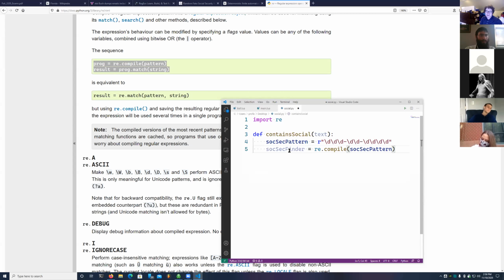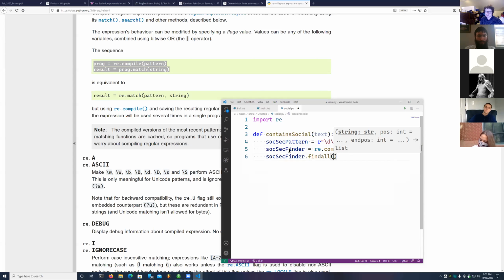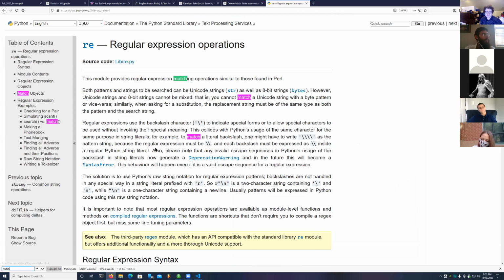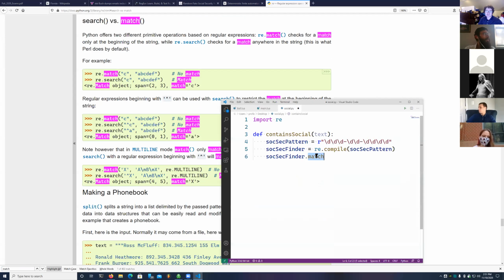So I can say, hey, dot findall. Actually, we're trying to say, does it have one? Let's see what match does. Match checks for a match at the beginning of the string. Search does anything anywhere. So I want to search for somewhere in this string. I want to know if there is somewhere in this text the Social Security number.